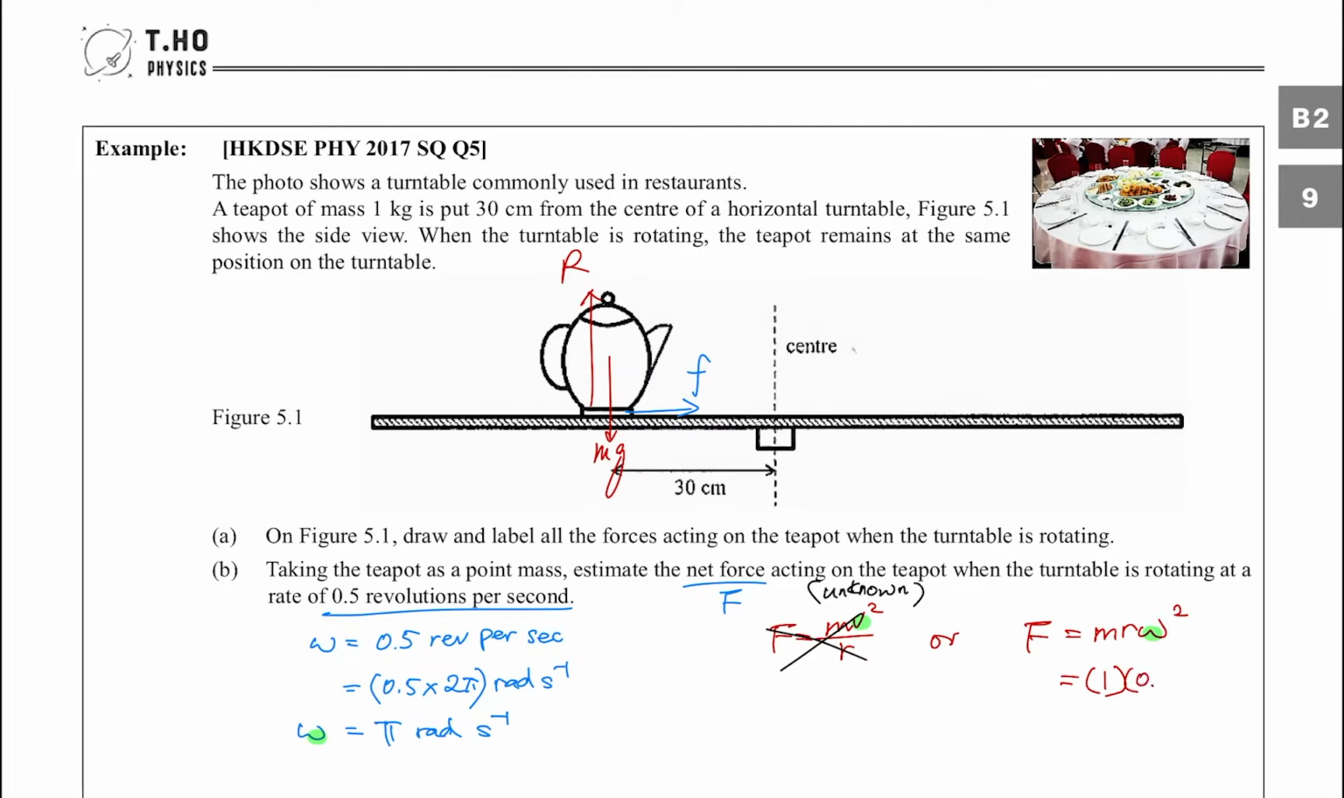So let's put in the numbers on the right hand side. Mass of teapot is 1. Radius is 30 cm. That means 0.3 meter. Omega is pi. So we have the force on the teapot is 2.96. Because we are talking about force, the unit will be Newton.